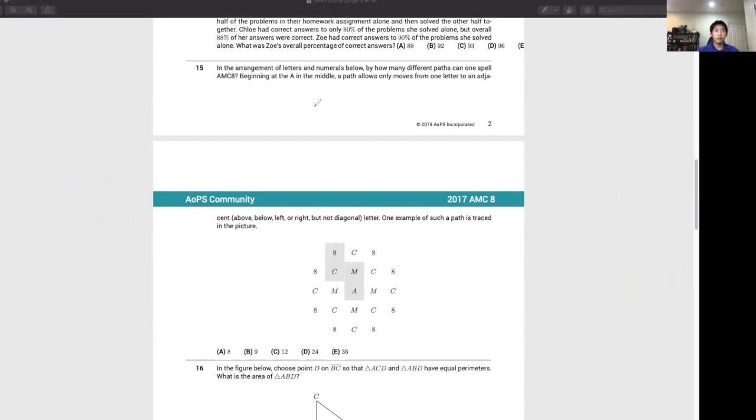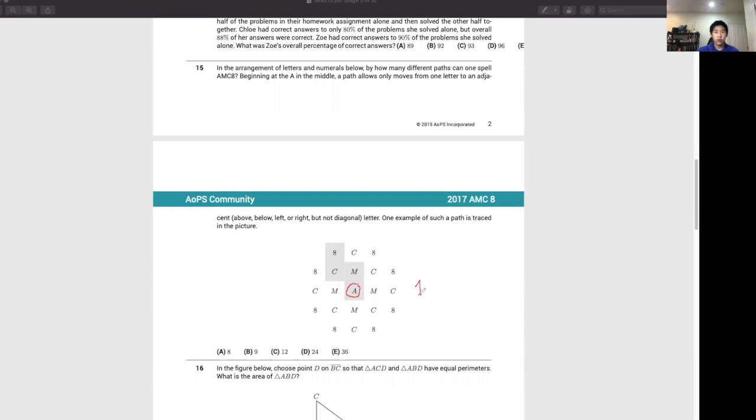Question 15. In the arrangement of letters and numerals below, how many different paths can one spell AMC8? Beginning at A in the middle, a path allows only moves from one letter to an adjacent letter. And it's giving us one example. So here we're going to use the multiplication principle and slowly make our way outwards from this central A.